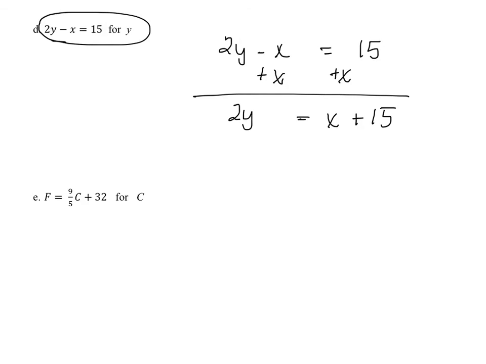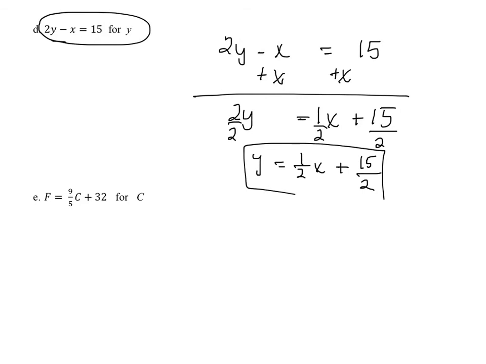Now the next thing I'm going to do is I'm going to slip a little 1 in front of the x there. Isn't he cute? And then I'm going to divide everything by 2. And I'm going to divide each thing by 2. So y is equal to 1/2 x plus 15 halves, and I'm done. And I put a little box around it because I'm so happy I'm done.